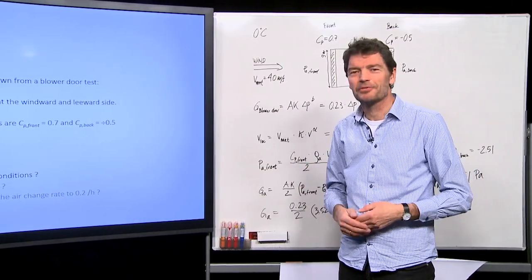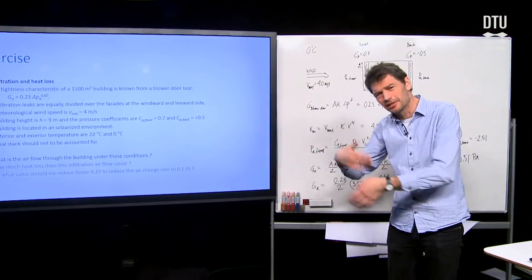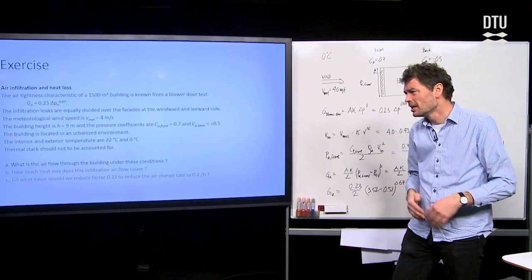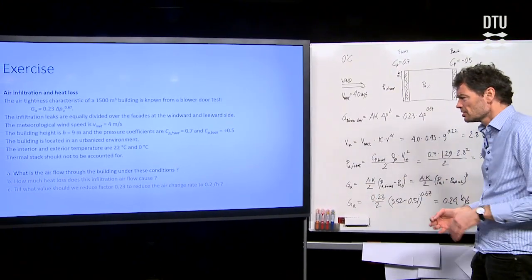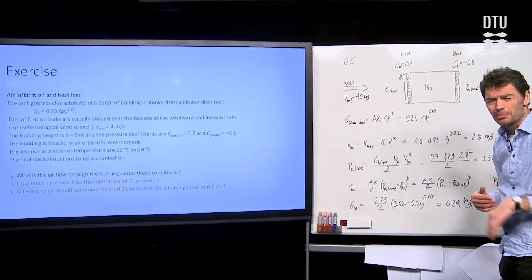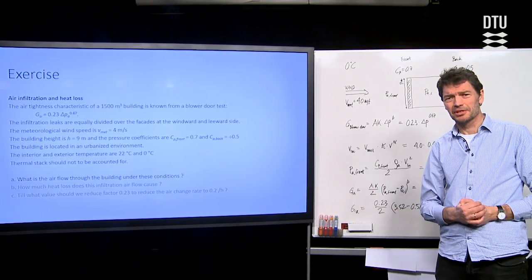Next, you can go for yourself or check the Excel sheet for how to calculate the heat flow that this air change causes. And there's also a question about how the construction should be changed in order to have an air change rate of 0.2 air changes per hour. But this I leave for you to study.